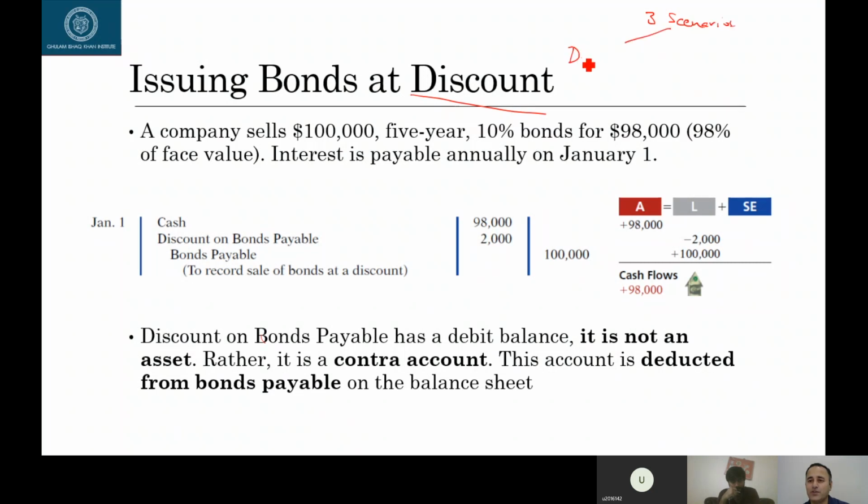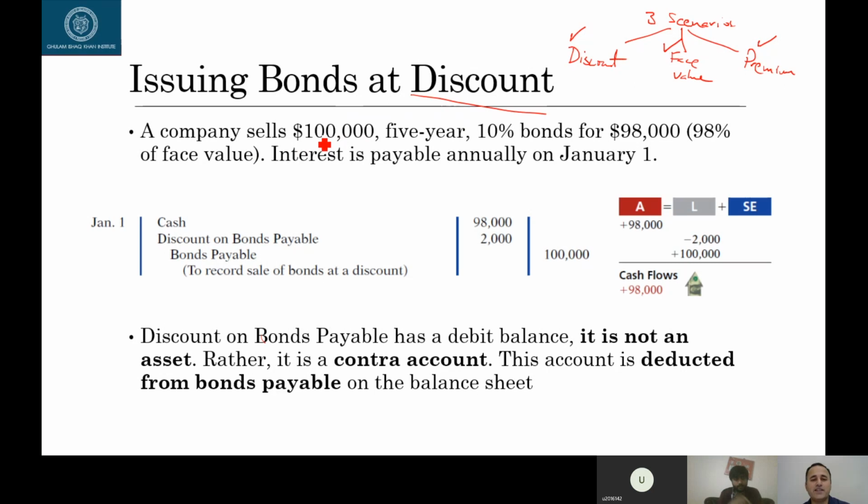One is discount, one is face value, and the other one is premium. So the bond will be sold either at a discount, at face value, or at a premium. So how do we do accounting for those bonds which are sold at discount?